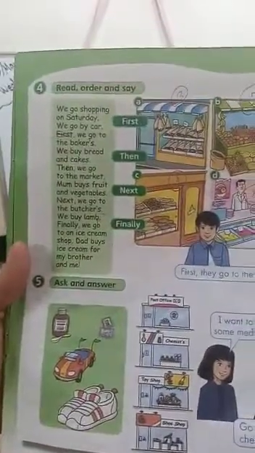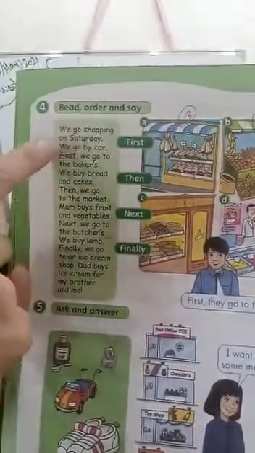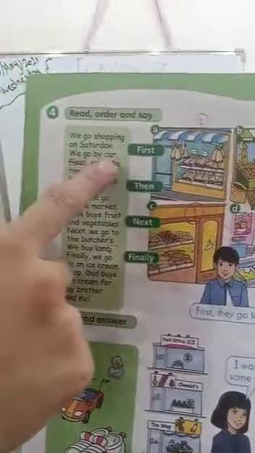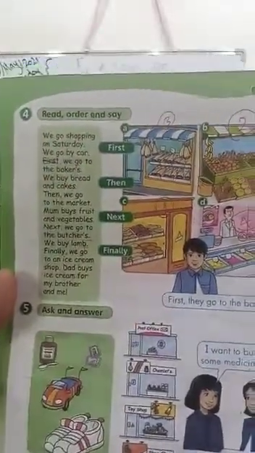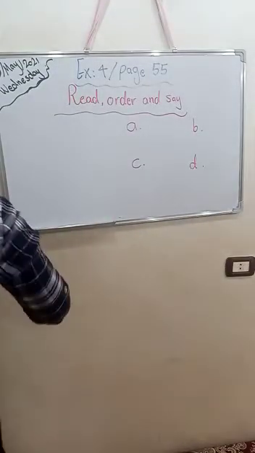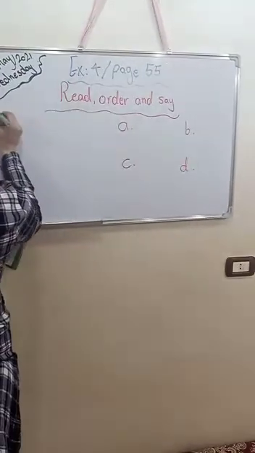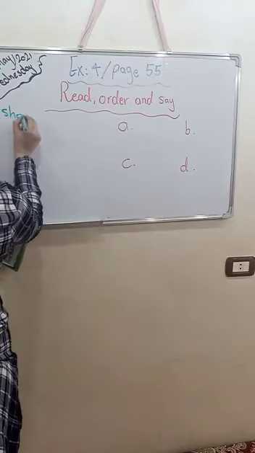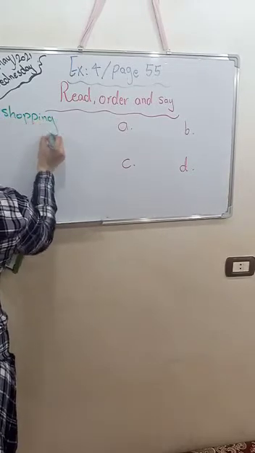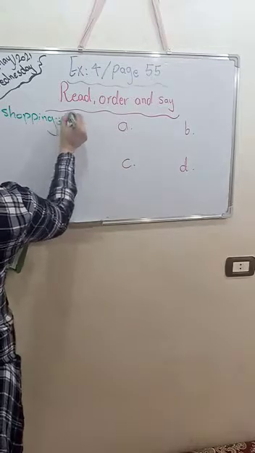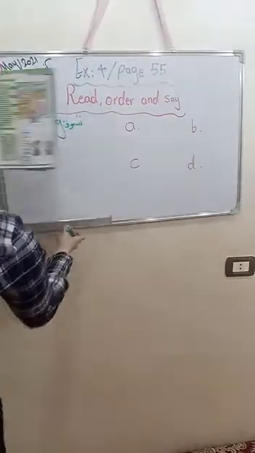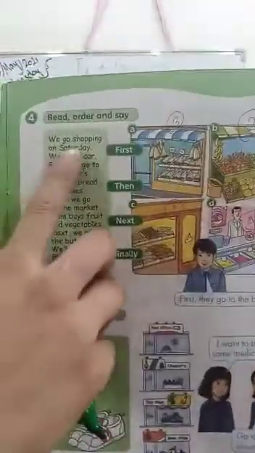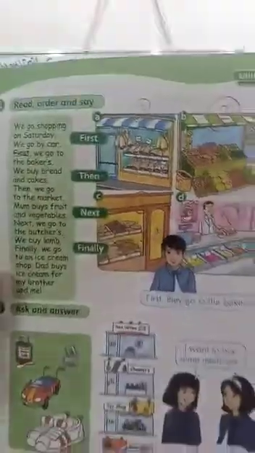Now, I want to read this text. Listen to me carefully. We go shopping on Saturday. We go by car. What's the meaning of shopping? Excellent. Shopping, تسوق. So we go shopping. In which day do we go shopping? On Monday? No, on Saturday. And we go by car.